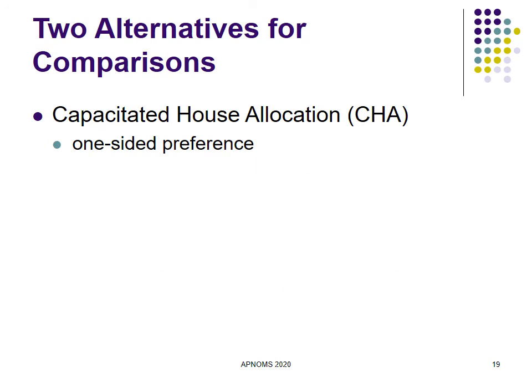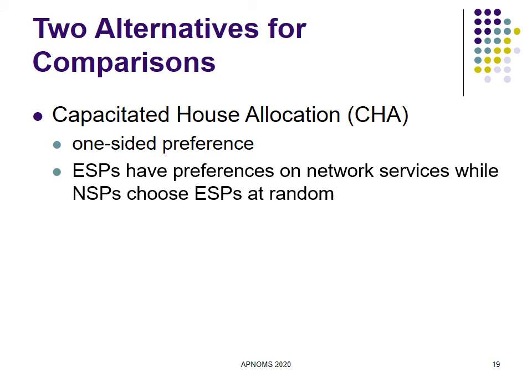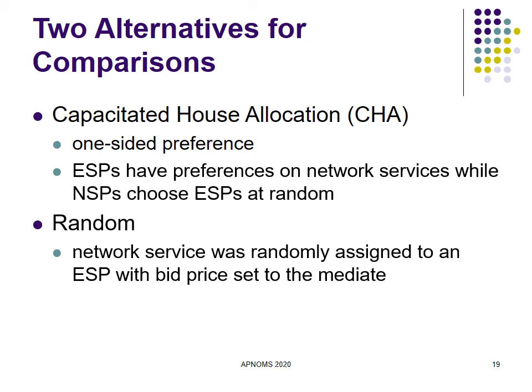We consider 2 alternatives for comparison. The first is capacitated house allocation, or CHA. It's a one-sided preference matching protocol. In our application, we assume that ESPs have preferences on network services, while network services do not have preferences over ESPs. So network service providers choose edge systems at random. The other is random. Here, network services are randomly assigned to edge systems with bid price set to the median.